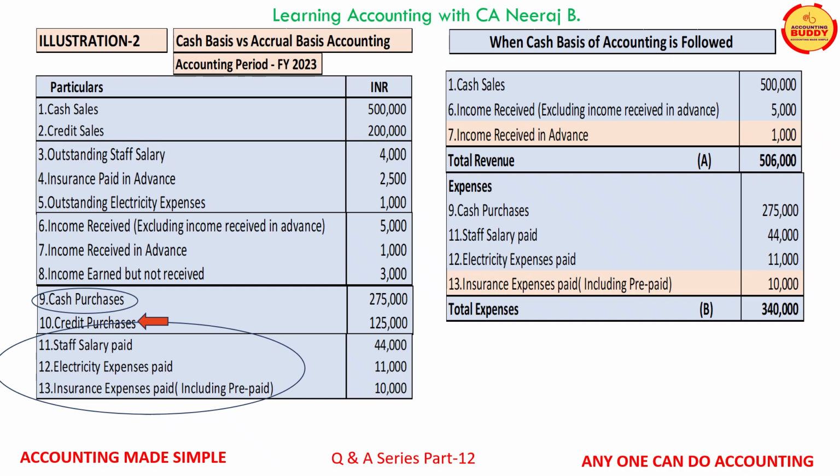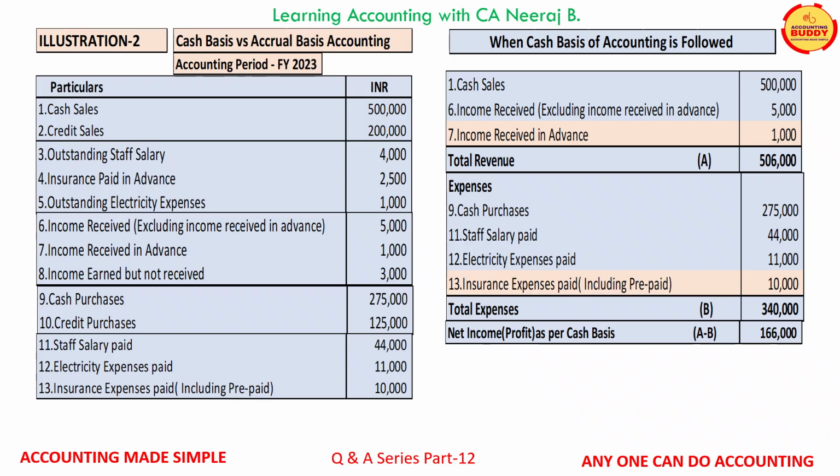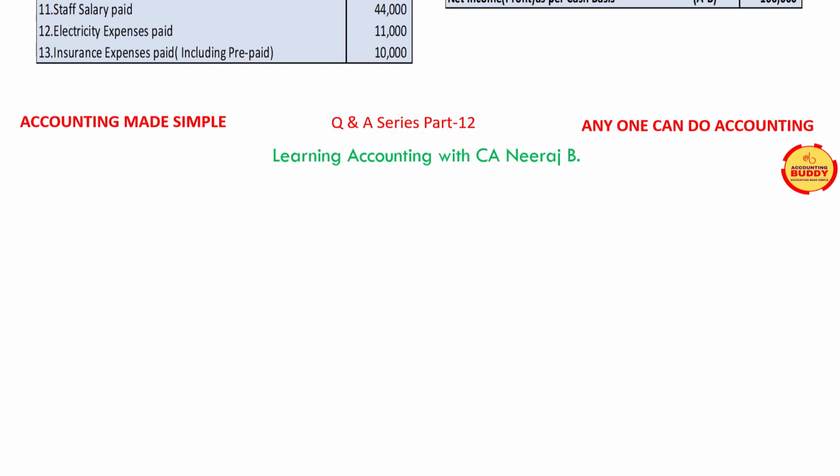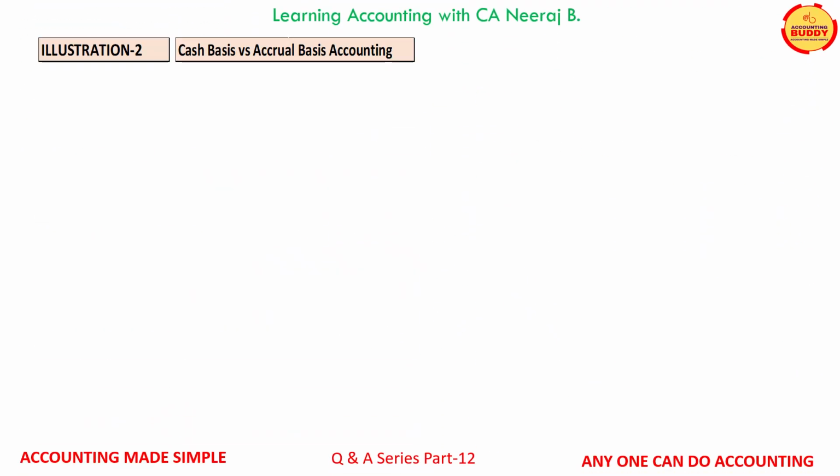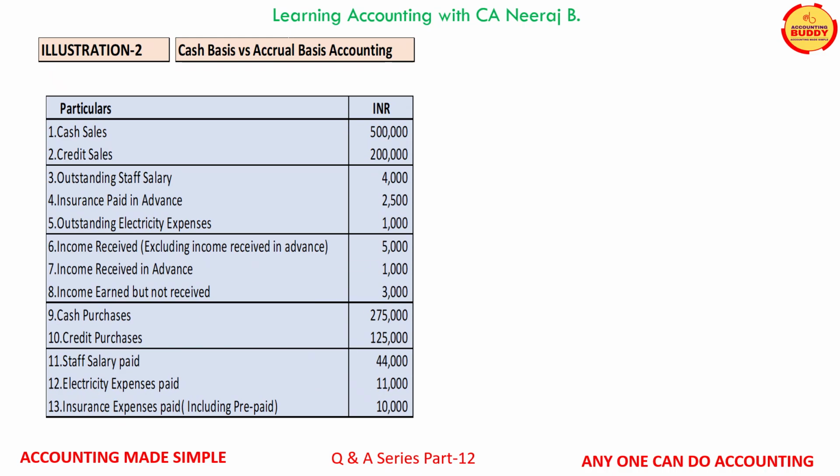Please note that the credit purchase of 125,000 will not be considered under cash basis of accounting. Therefore, the net profit under cash basis of accounting will be 166,000. Let us now use accrual basis of accounting to find out the profit or loss by considering the same financial transactions displayed on your screens.